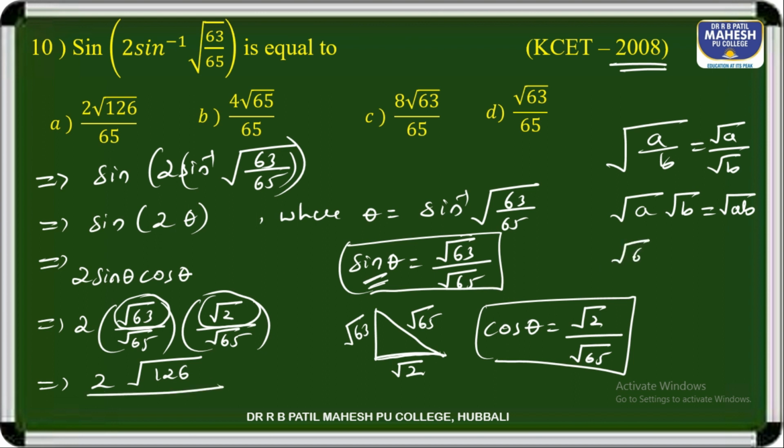Root 65 into root 65 will be root 65 the whole square. So root and square will cancel, only 65 remains. So in the denominator only 65 is the value of the given expression. So where in the options is the correct answer? Is it option A? Yes, the answer for the 10th question is option A.